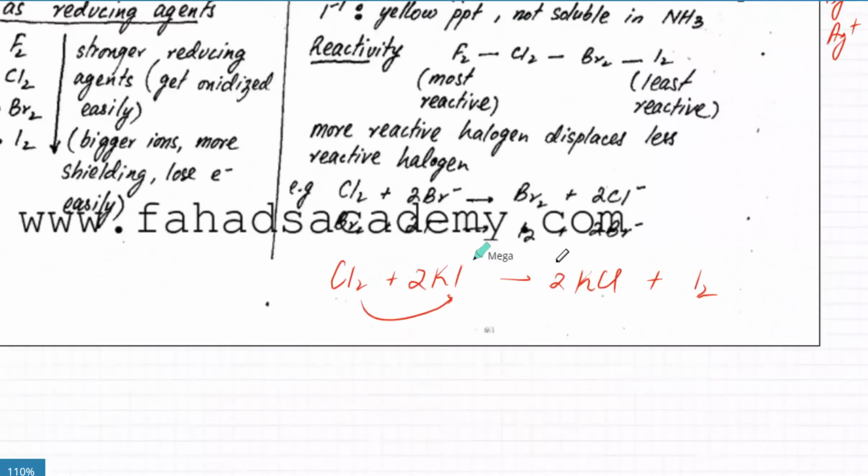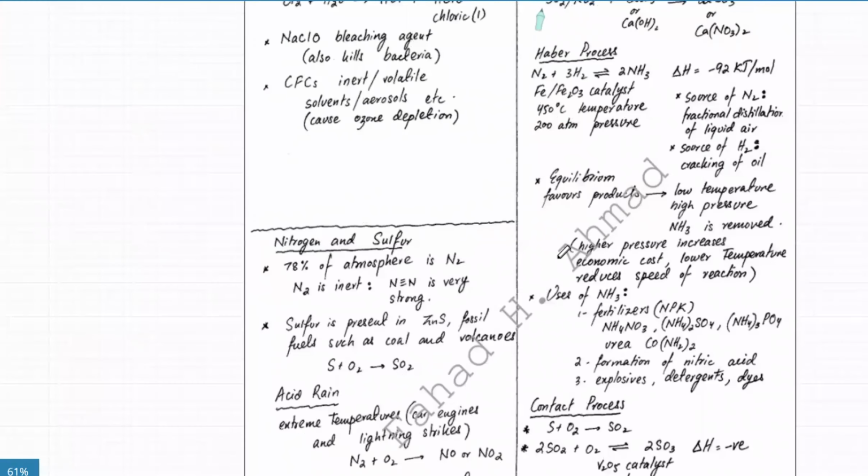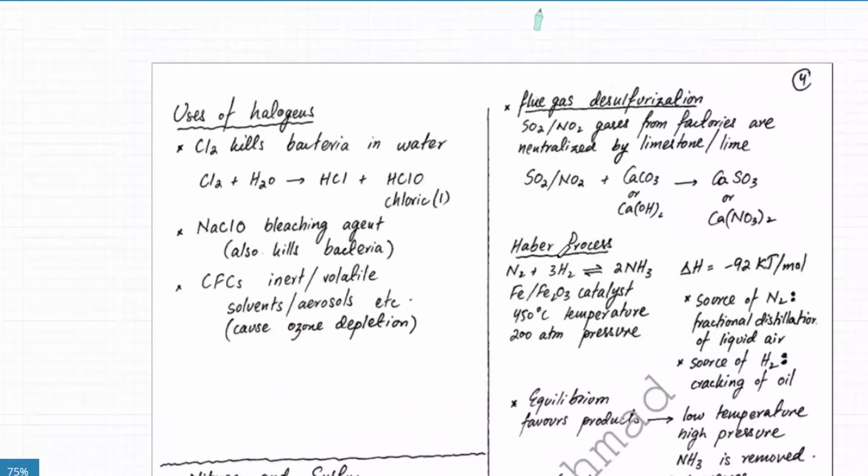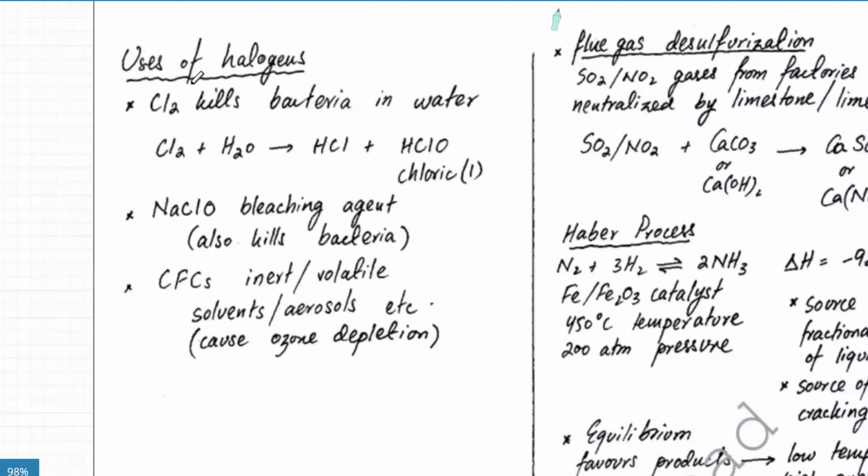So next is K. Uses of halogens: Cl2 kills bacteria in water, and so chlorine is a disinfectant. NaClO is a bleach, it also kills bacteria. CFCs are inert, volatile solvents, aerosols, etc. You've studied about CFCs, and they destroy the ozone as well.